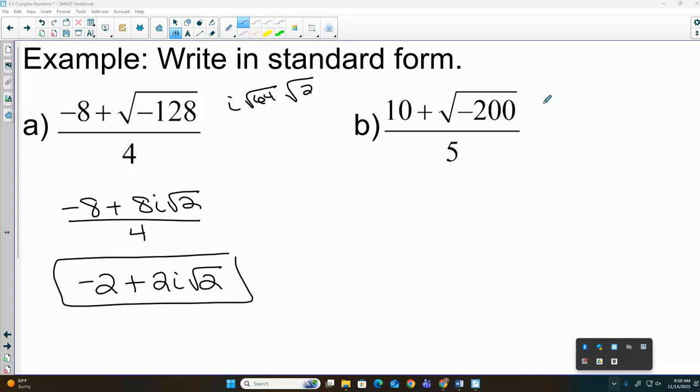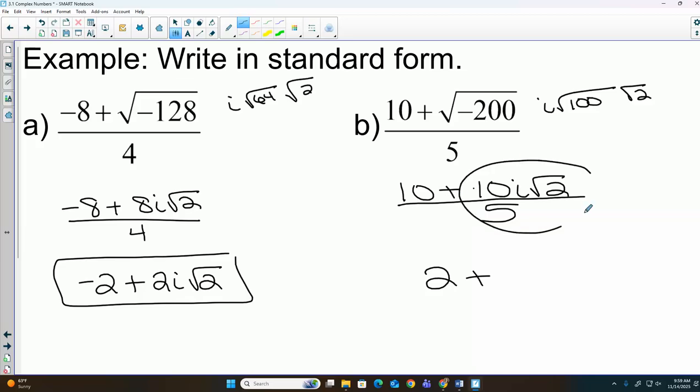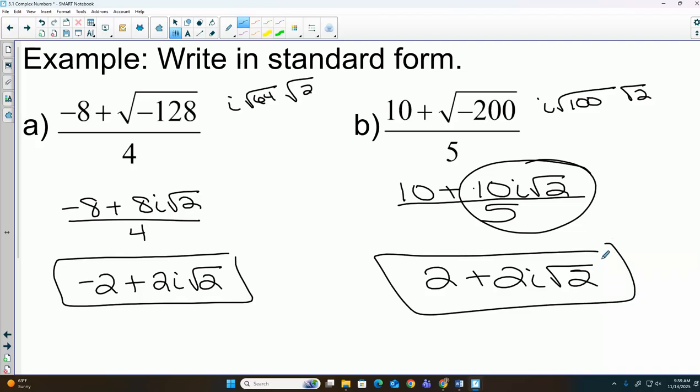All right, so the negative 200, because there's a negative under the radical, we take out an i. You can break 200 into 100 times 2. The square root of 100 is 10, so that's 10i radical 2 over 5. If you divide 10 by 5 that is 2, plus you also have to divide this one by 5, so 2i radical 2. All right, looks like we did pretty well with this.